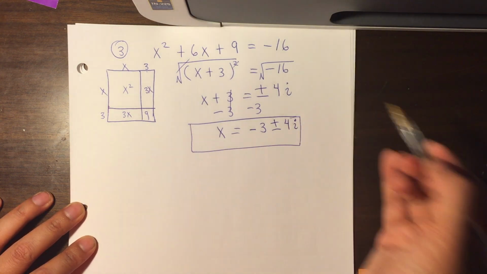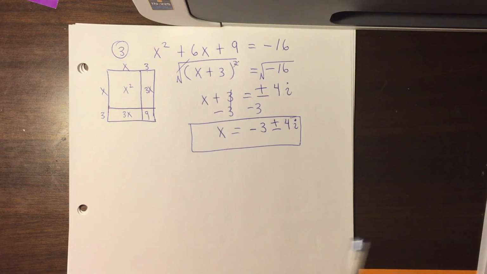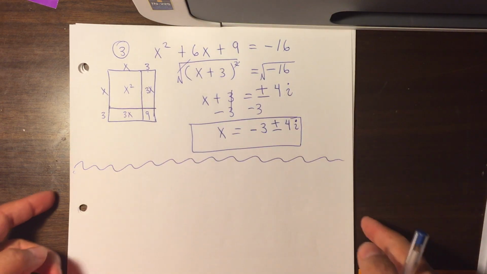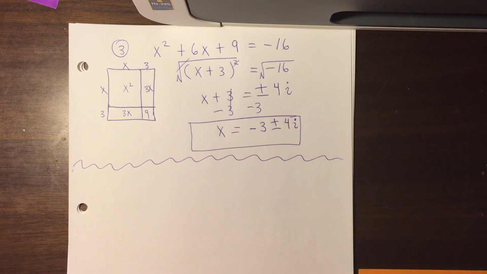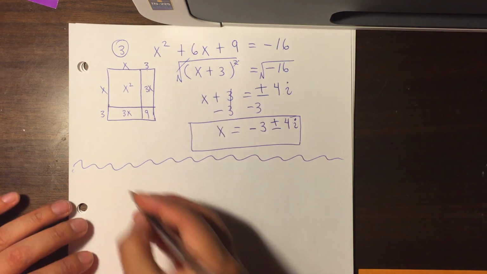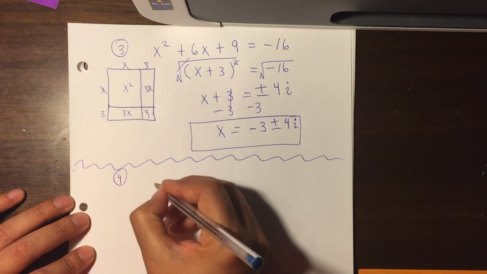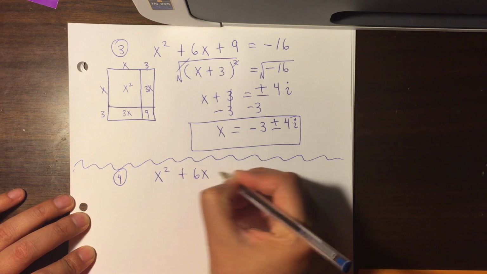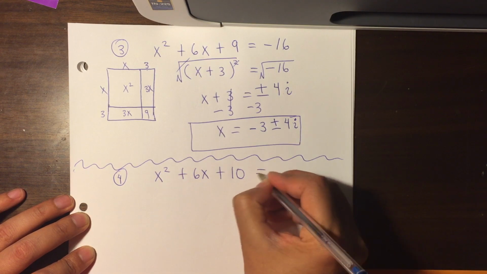And again, that will be my two solutions. Complex solutions because it has the imaginary number. So they're called complex solutions. Now, what if I have x squared plus 6x plus 10 equals 0?